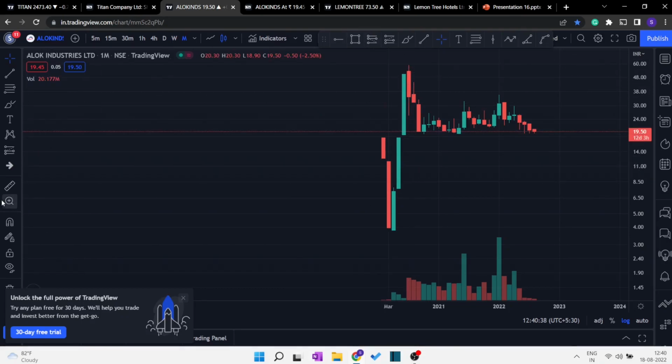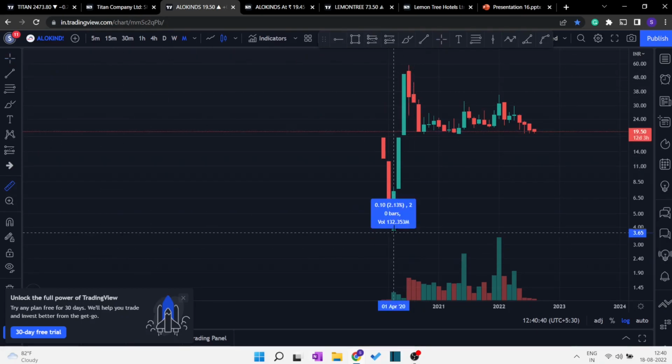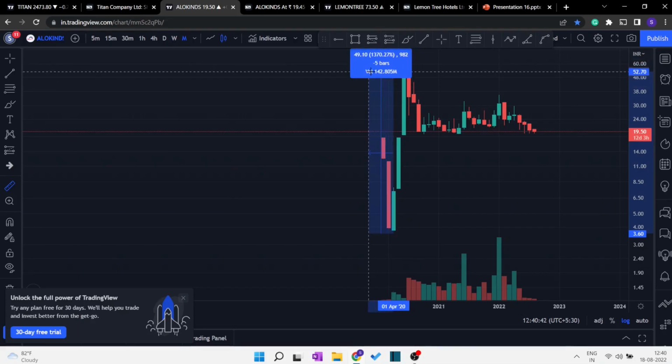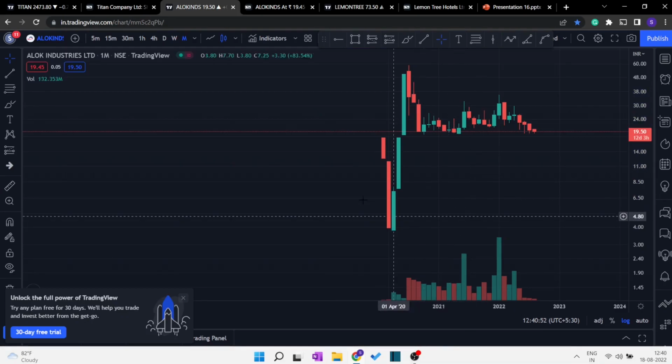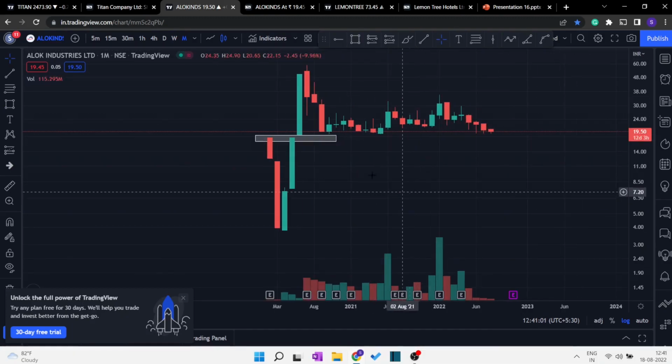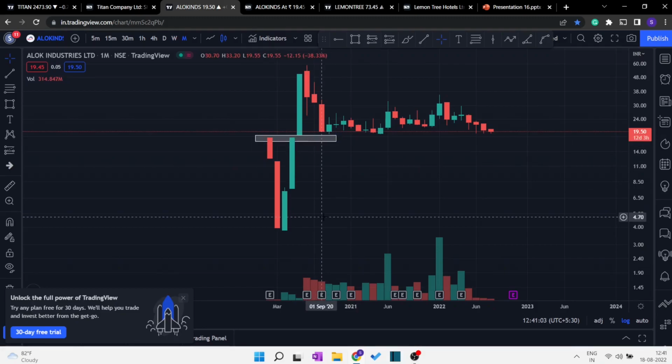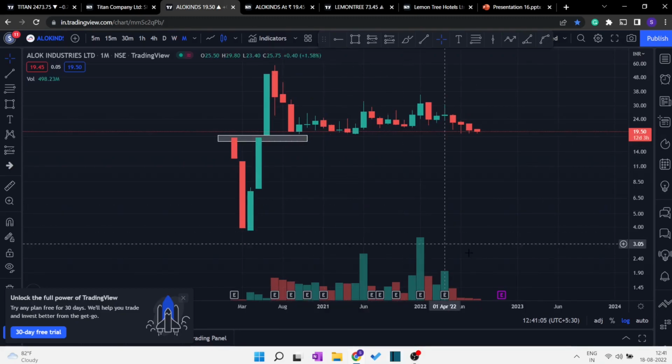You can see the manipulative move of close to 1000%. Oh my goodness. From the bottom, from 3 rupees straight to 50 rupees, a 1000% move. But it came back to the originality pretty quick. So here it was a great technical breakout. If you go on smaller time frames, you would have definitely found something here and you would have easily entered, but you are nowhere today.